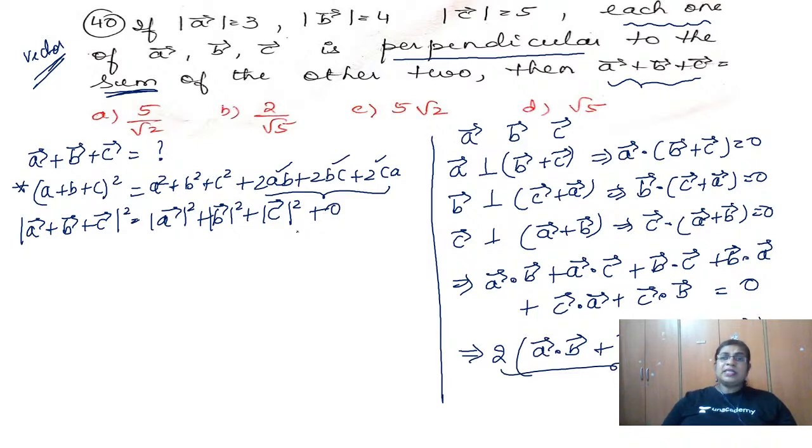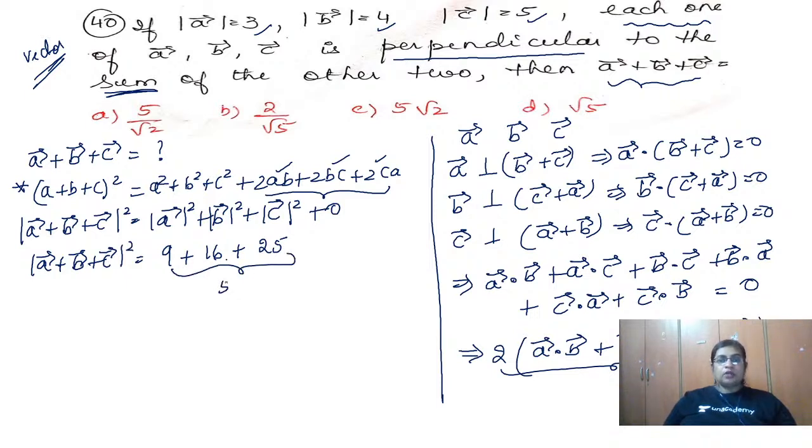Now A, B, C magnitudes are given to us, substitute. So here magnitude A plus B plus C the whole square, which I want, is equal to magnitude A is 3, so magnitude A square is 9, plus B is 4, so B square is 16, plus C is 5, C square is 25. Okay, so how much is this? 16 plus 9 is 25, plus 25, so this is equal to 50.